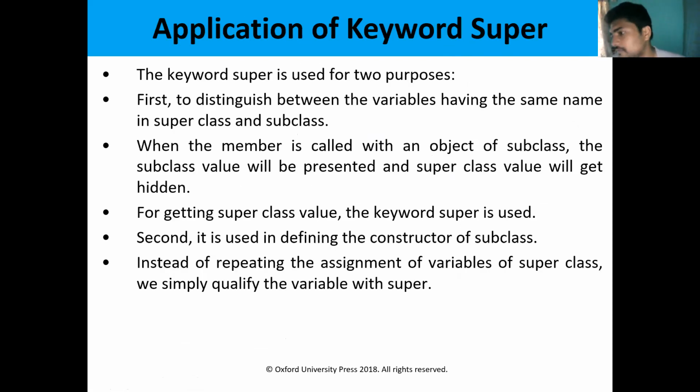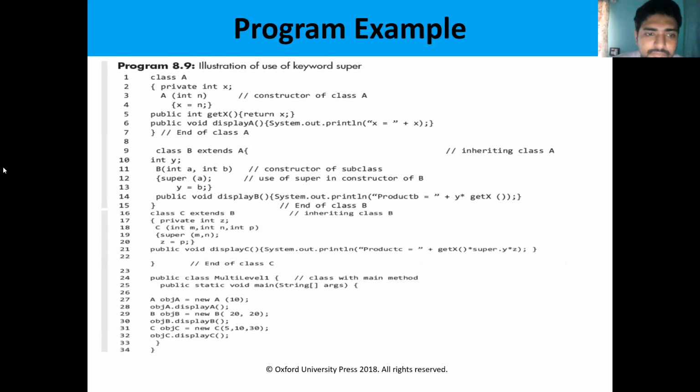Next, application of keyword super. Super is a keyword which is used to distinguish between the two variables. That means the variables have the same name, and they have to be differentiated. That can be done by using the super keyword.